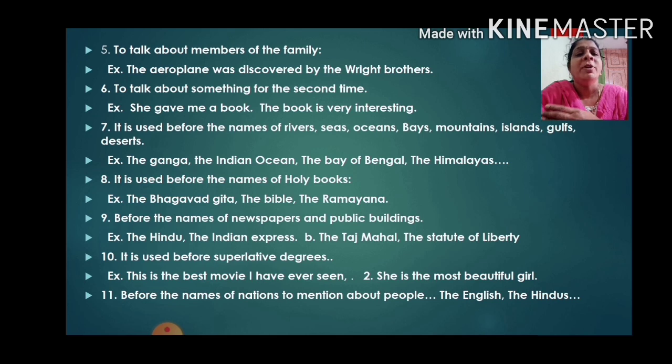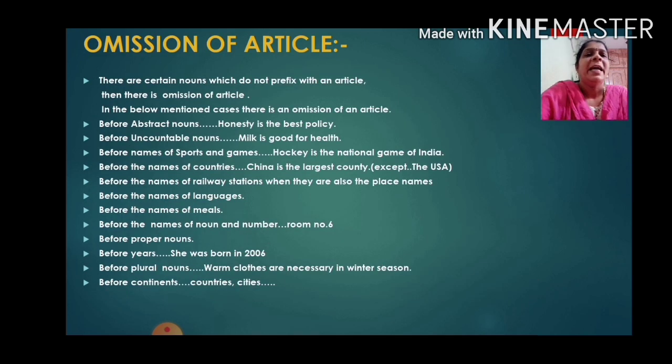Now let us see the omission of articles. Let's see all the cases in detail where to omit articles. There are certain nouns which do not take an article before them. So that is called the omission of an article. We don't use an article before the noun. So in the following cases, we don't use articles before the nouns. Let's go in detail where we omit an article.